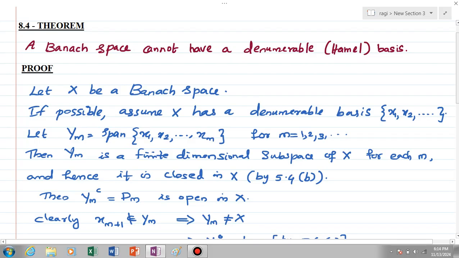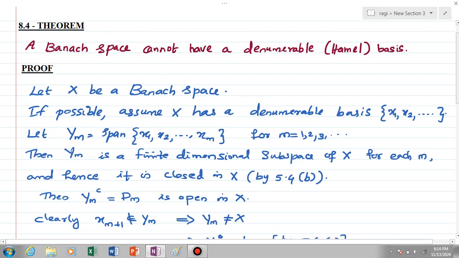Let X be a Banach space. Assume, if possible, that X has a denumerable basis. Let it be x1, x2, etc. Denumerable means countably infinite. So this is a denumerable basis for the Banach space X. Now we define Ym equal to the span of x1, x2, etc., xm for m equal to 1, 2, 3, etc.